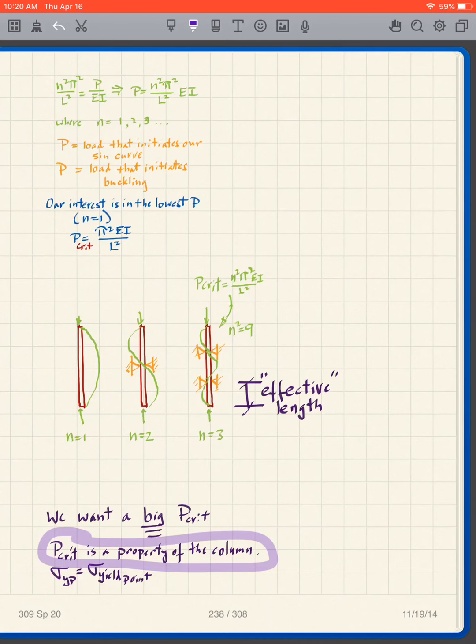You should think of P critical in the same way that you think of any other material property, beam property, or column property like the moment of inertia or the Young's modulus. Think of P critical as the property of that column. People get confused with the meaning of P critical as we go farther in this, and you don't want to get confused about the meaning of P critical.